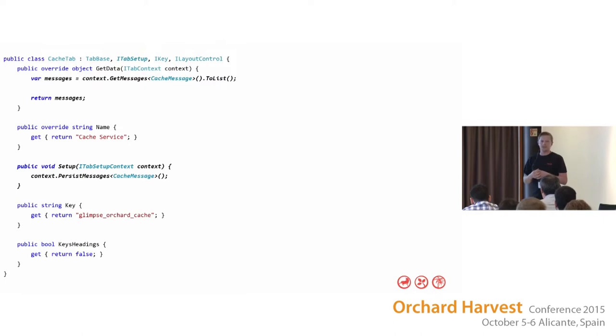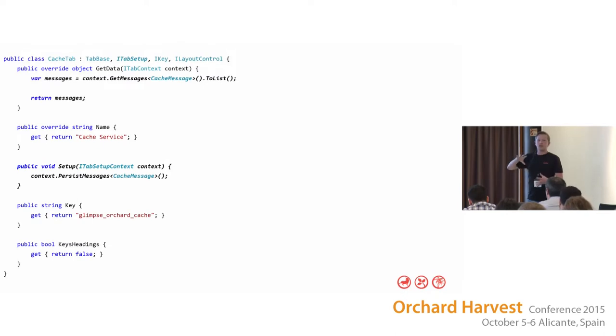This basically tells Glimpse that I am going to be publishing cache messages, so you should probably listen for them. In order to do that, you also have to have your cache tab implement ITabSetup. So Glimpse is very composable. You'll notice that this class inherits from an abstract class and also implements three interfaces.